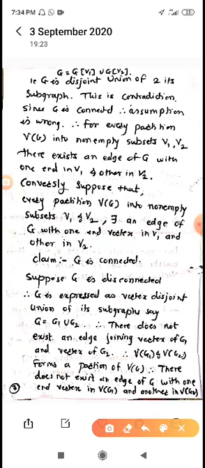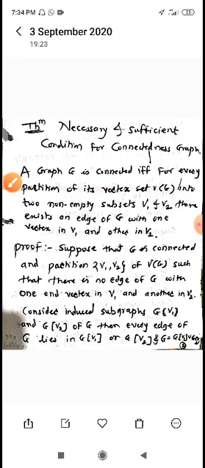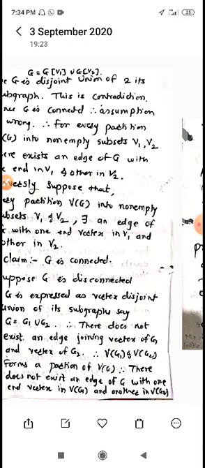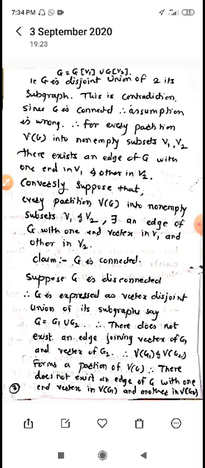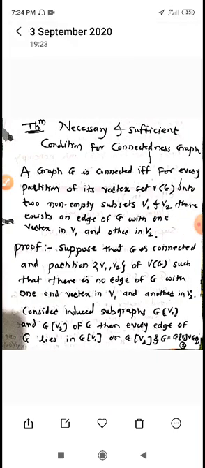That is, G is the disjoint union of two subgraphs, but it is a contradiction, since our assumption is that there exists a partition V1, V2 of the vertex set of G such that there is no edge of G with one end vertex in V1 and the other end vertex in V2, and G is connected. But from that assumption we have the conclusion that G is the disjoint union of two of its subgraphs, which is a contradiction to the assumption that our graph is connected.